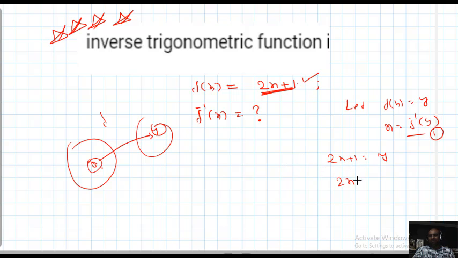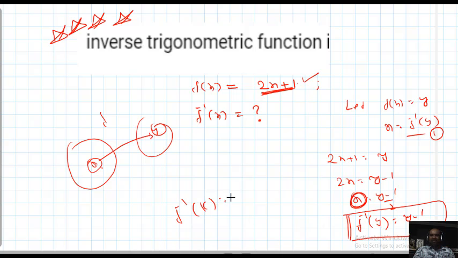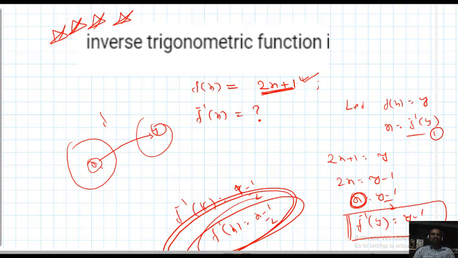So you want to make x the subject. 2x equals y minus 1, x equals (y minus 1) by 2. So instead of x, I can write f inverse of y. f inverse of y equals (y minus 1) by 2. Here y is a dummy variable, anything you can write instead of y. So f inverse of k is (k minus 1) by 2, or instead of k, x also I can write: f inverse of x equals (x minus 1) by 2. This is the inverse rule for this function. The inverse is also bijective. So the rule means f inverse of x equals (x minus 1) by 2.